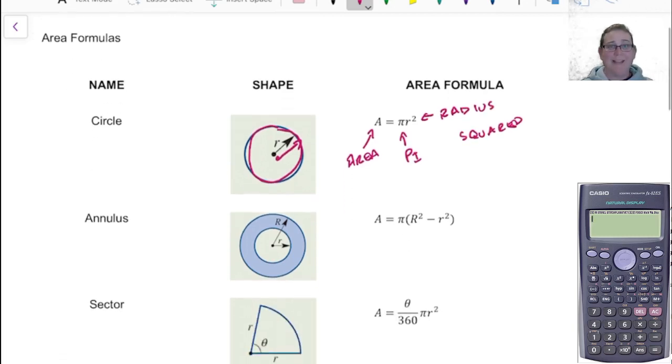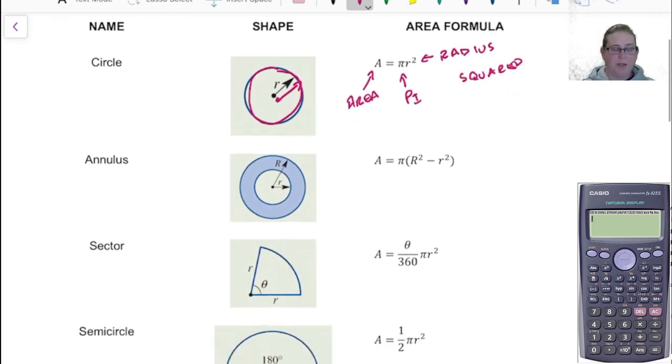The next one is an annulus. An annulus is like a ring or a donut. So it has two circles involved, an outside circle or a larger circle and an inside circle or a smaller circle. So we have a slightly different formula for this one. We're still using the outside boundaries, but this time we have a large R radius.